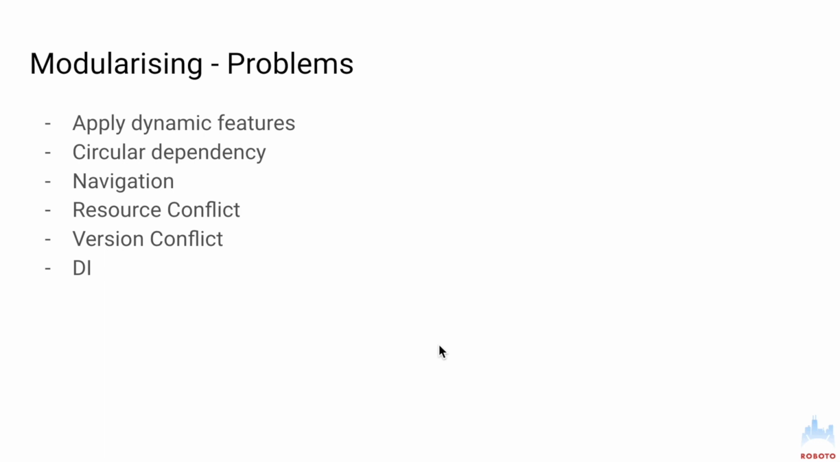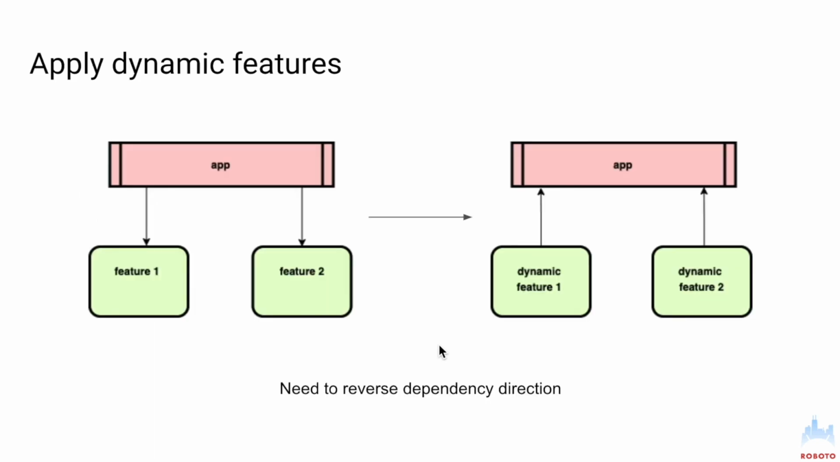So there are certain other problems we faced while working with modularization. The first one is dynamic features. By using the top-down approach, everything will be installed at once, which means you have feature 1, feature 2 here, and when the user downloads the app from the Google Play Store, everything will be installed, which makes the size of the APK file increase significantly.